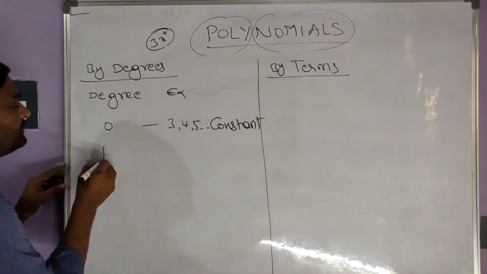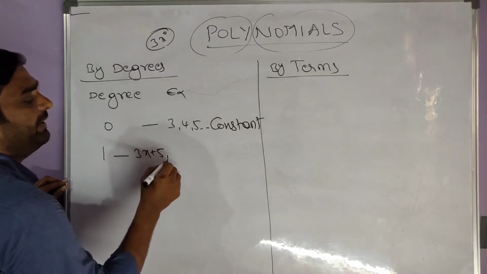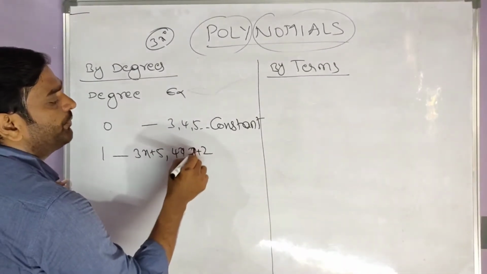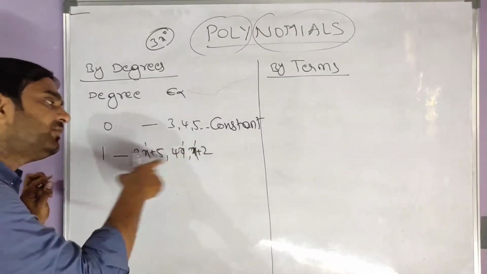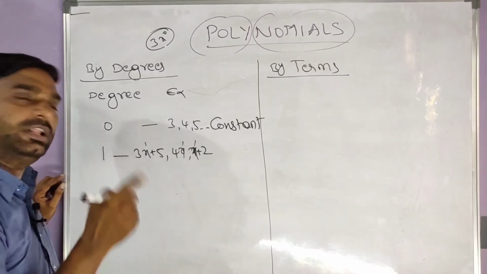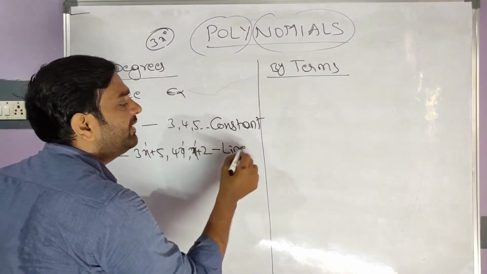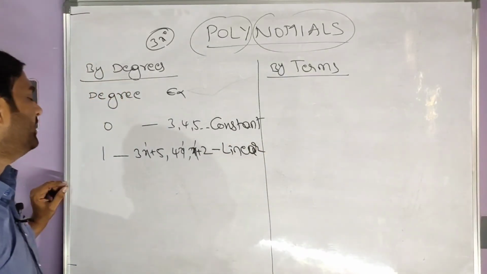If the degree is 1, for example 3x plus 5, 4x, x plus 2. Here, what is the degree? The power of the variable is 1, so the degree is 1. If the degree is 1, then that is called a linear polynomial.